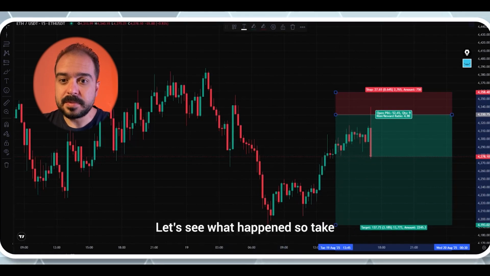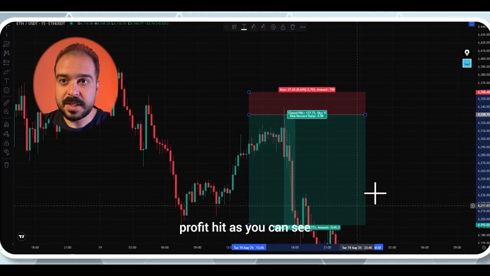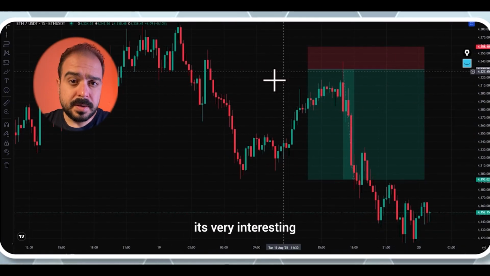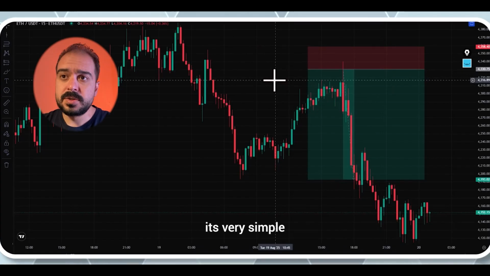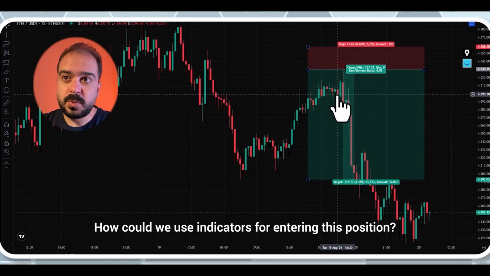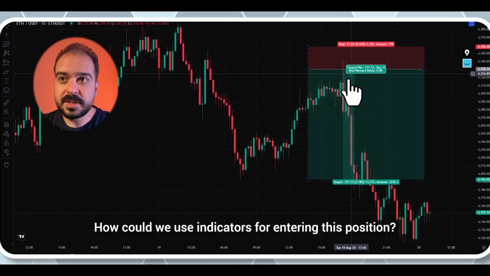Let's see what happened. So take profit hit, as you can see, and we have our reward near 5. It's very interesting. It's very simple. So let's check the exact place on the chart with indicators. How could we use indicators for entering this position?